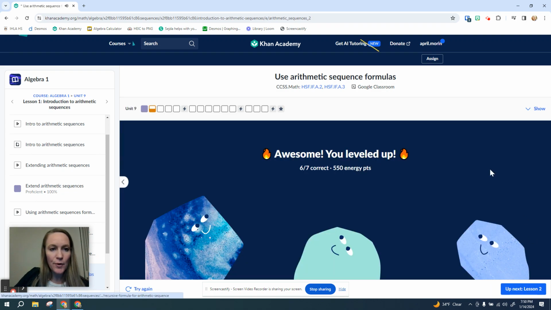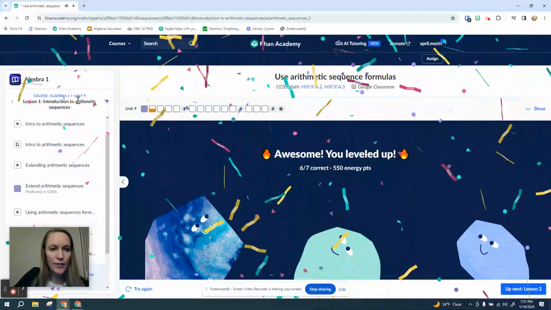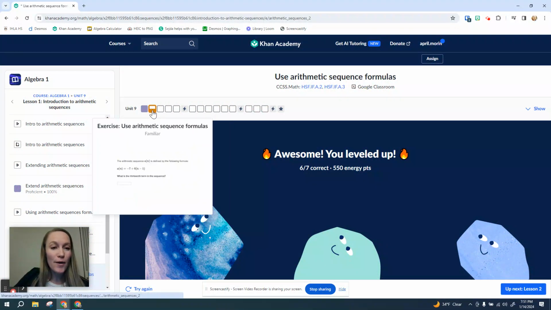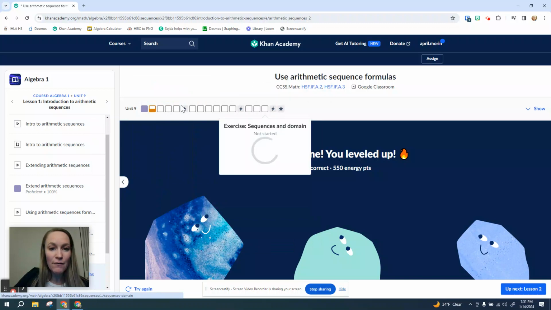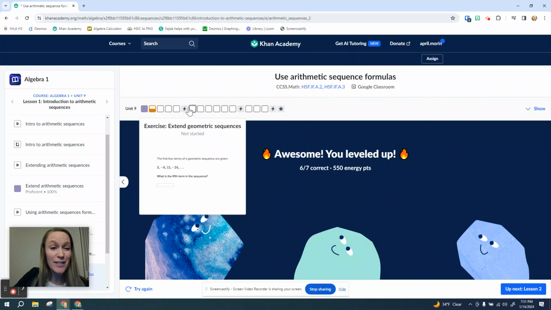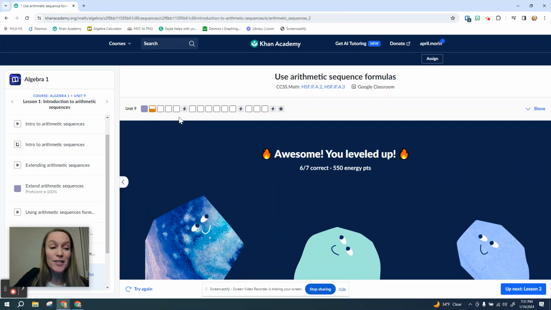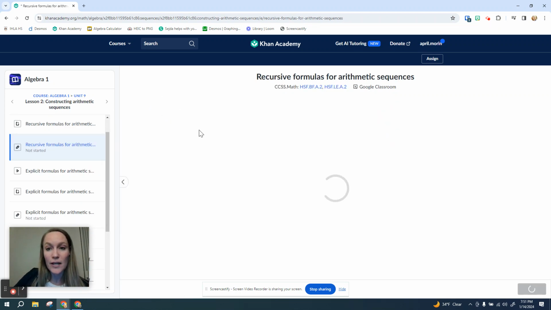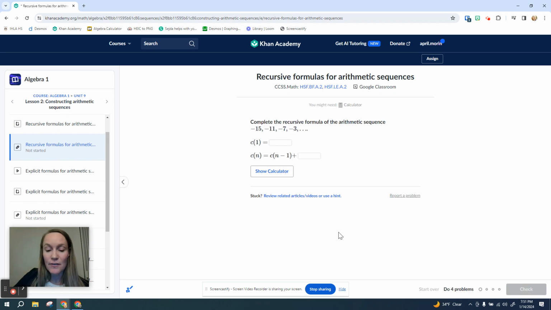So I got an orange there because I asked for a hint on there, but that's okay. Orange squares are just okay. At the end of the unit, you can actually take a chapter test and get rid of any orange squares that you want. So if you get an orange square, that's okay. Just keep going. Okay. Remember, we got to get to 7 squares throughout the week. So feel free to watch this video in pieces. But okay, complete the recursive formula of the arithmetic sequence.